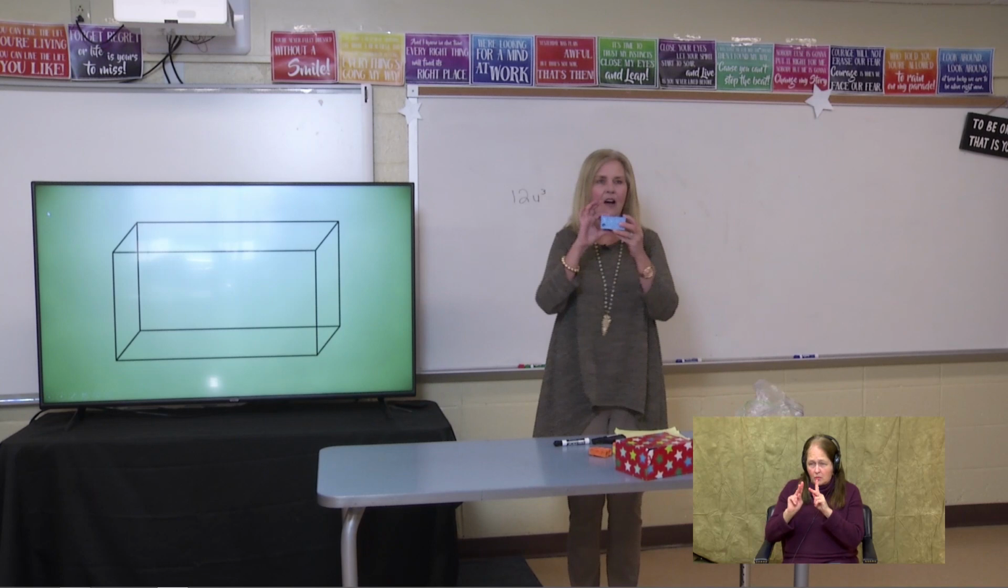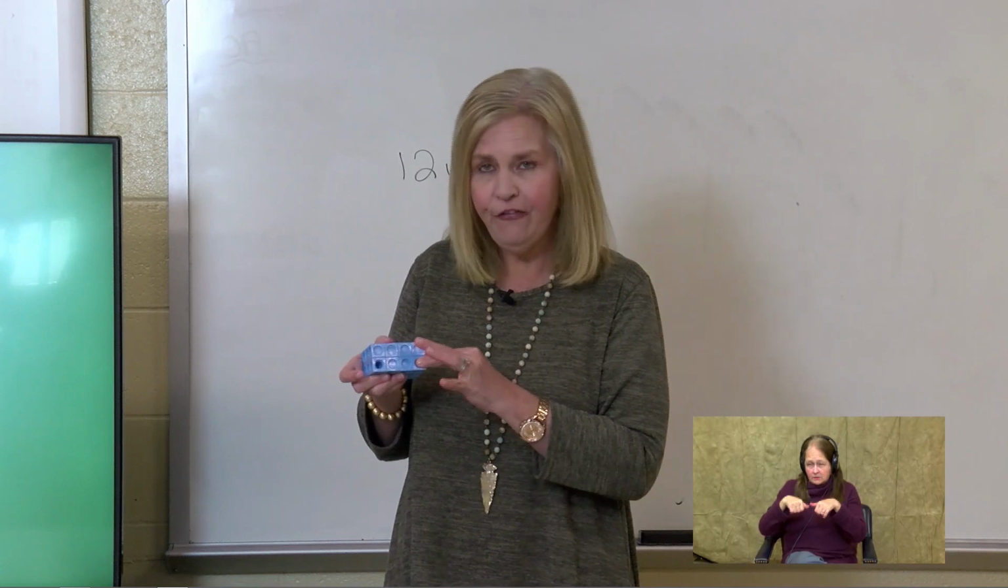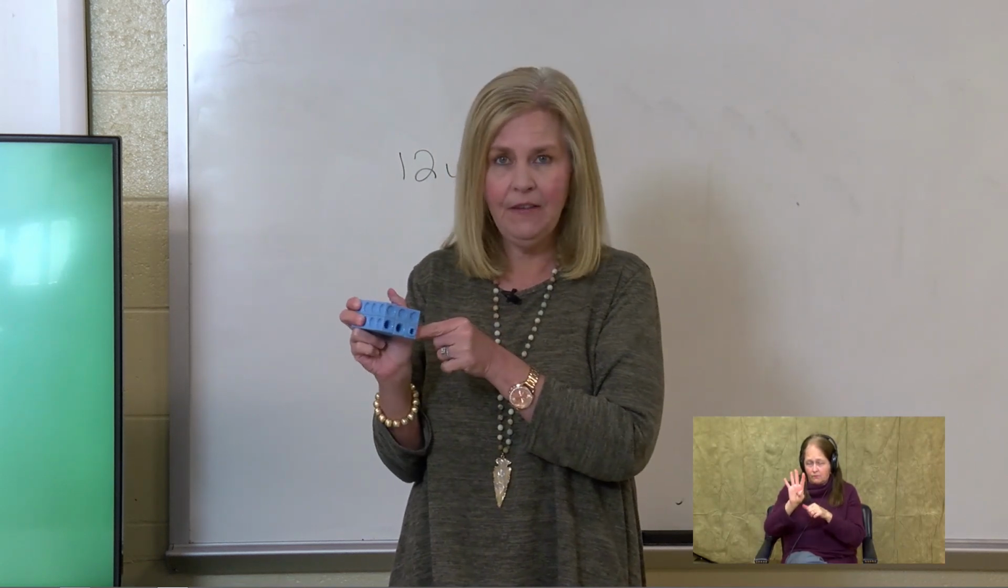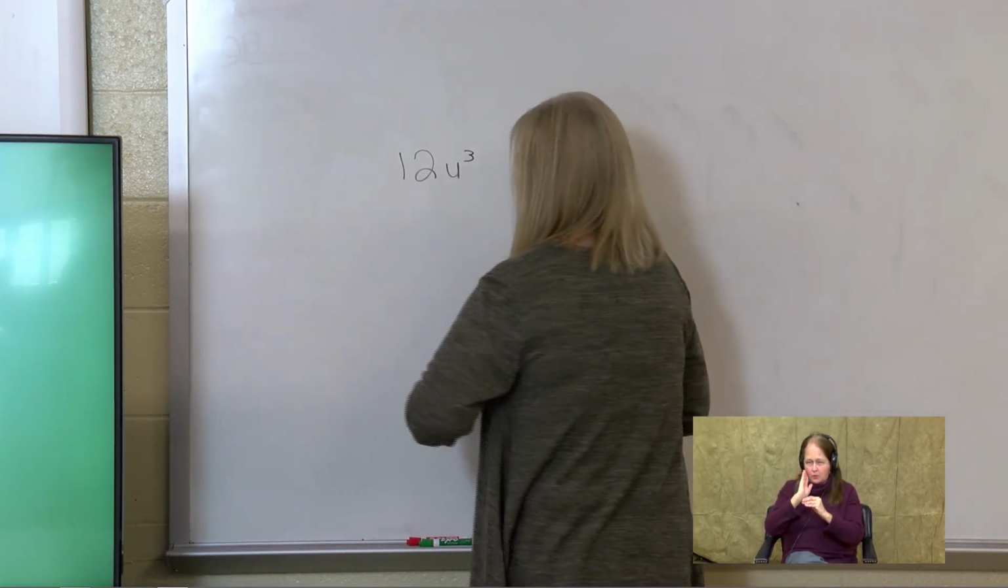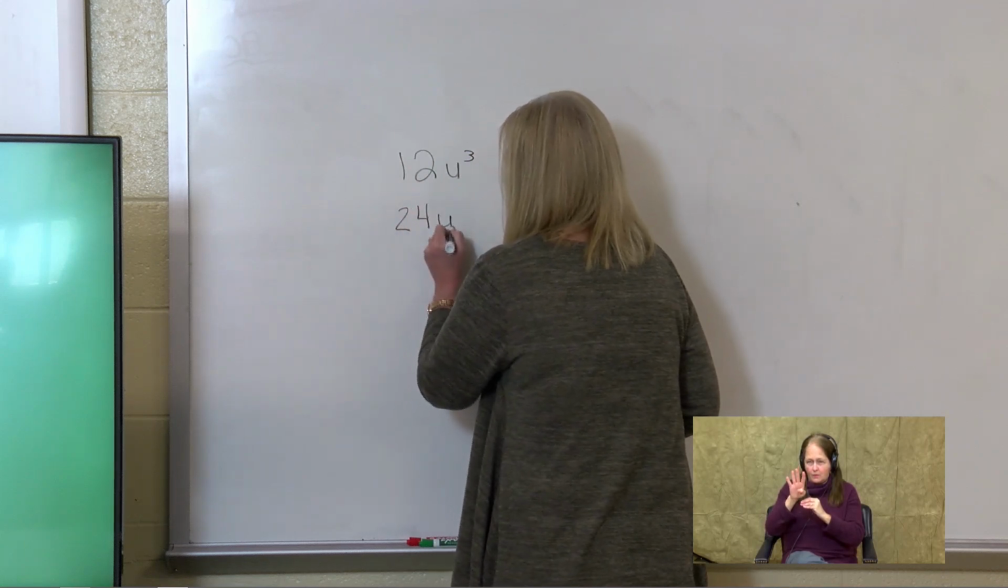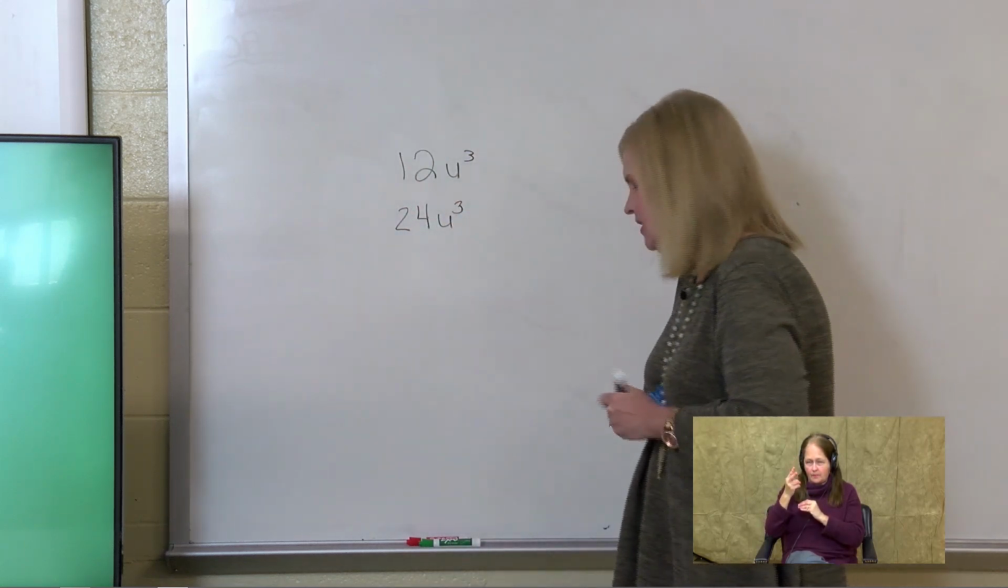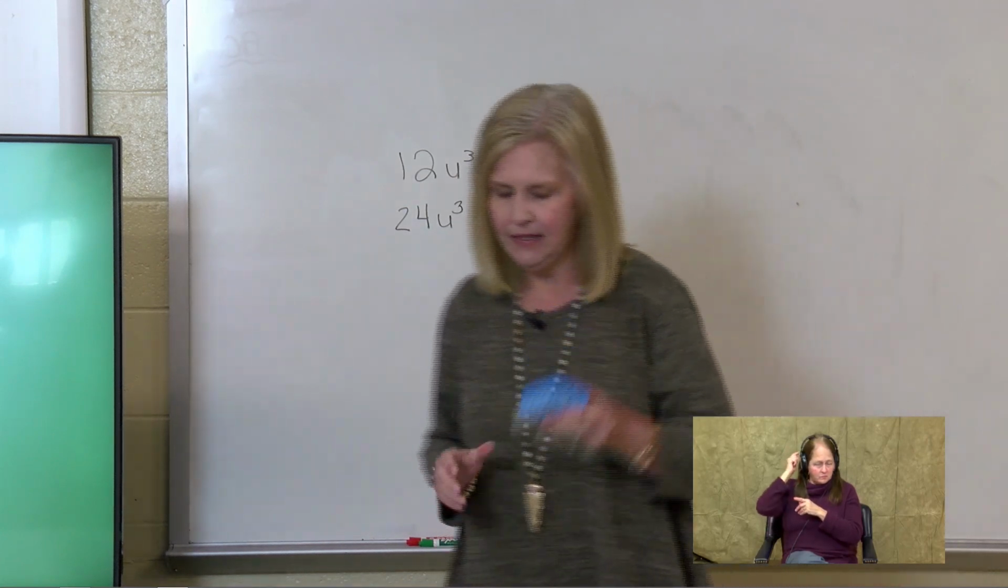Okay, so now we've built a box, okay? And it's still 4 for the length, 3 for the width, but now what have we added? We've added height. So now we can still do the same thing. We can still count all the cubes and we can get an answer. Okay, so there's 12 on the bottom, there's 12 on the top, 12 plus 12. We get 24 units cubed. Okay, just keep that in the back of your head for a minute.